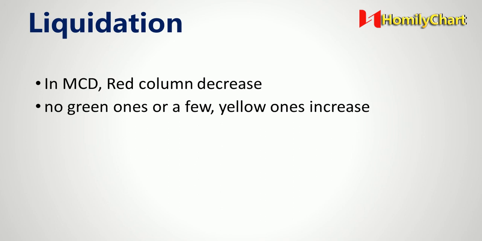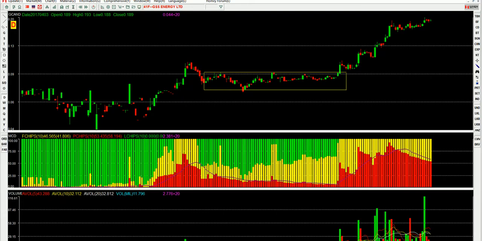No green ones, or a few. Yellow ones increase. Yellow ones mean hot money, okay? No green ones means they will retire. Okay, then we can see how to find it. Let's see the pattern like this. The price goes up, then sideways, right? Up, then sideways, the banker steers in, okay? Then not disappear. So up for the breakthrough, this is the good chance, okay?